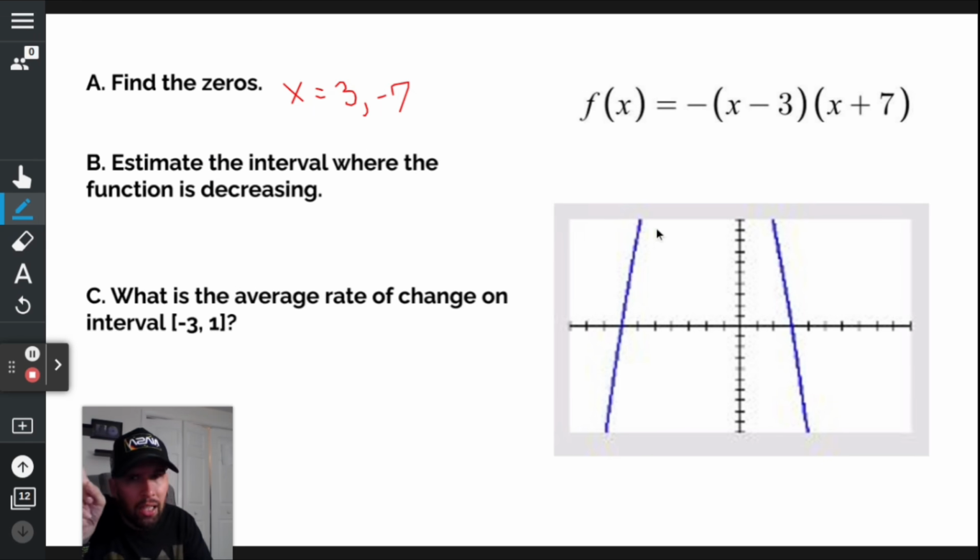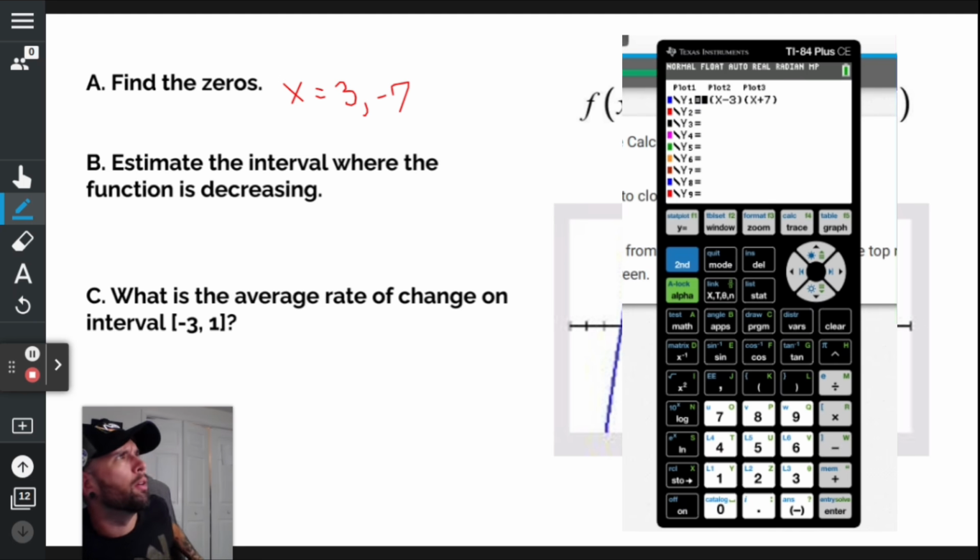So those are the zeros. It all makes sense. Now, if you look at the next guy, we're being asked to estimate the interval where the function is decreasing. If you look at what my mouse is doing and not what I am doing, you can see how right there is where the decrease would start, but we can't see the tippy top of the graph. So we're going to use our graphing calculator to figure that out.